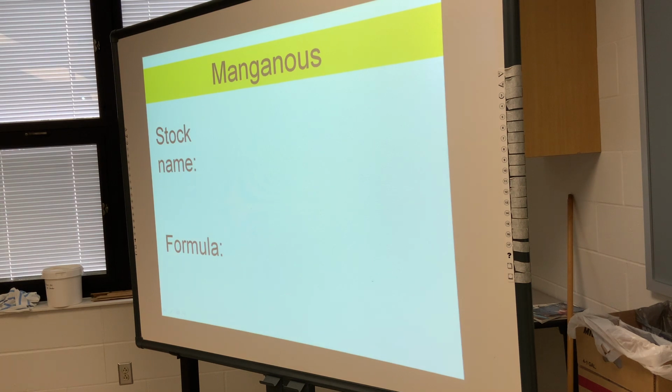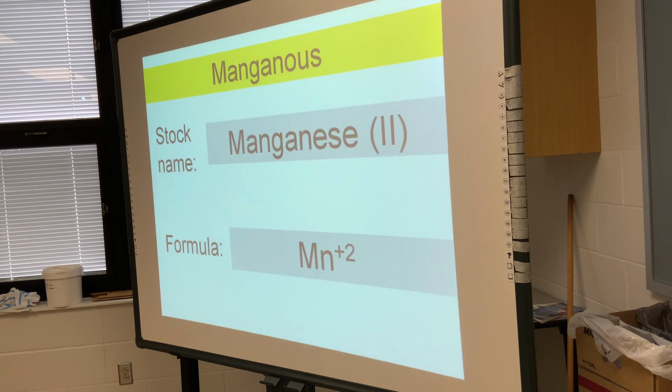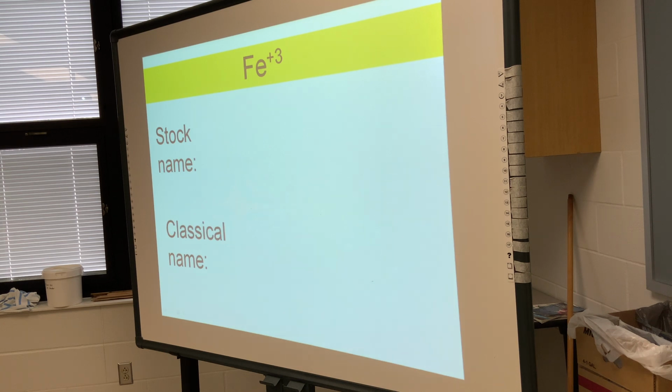Two charges for manganese, 2 and 3. Which one is this one? Mn positive 2. Two charges for iron, 2 and 3. This is the higher one, ferric, or iron 3. Two charges for cobalt, 2 and 3. This is the higher one, so this is cobaltic, cobalt 3.